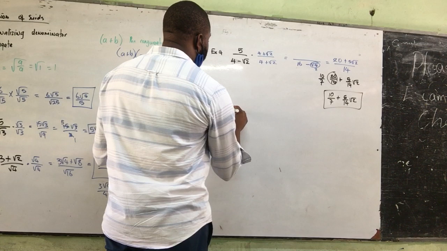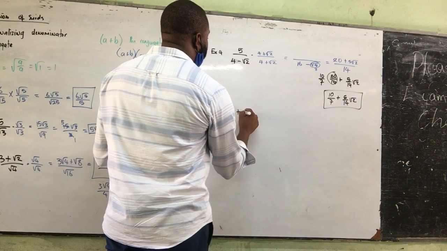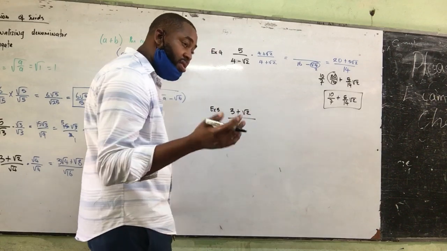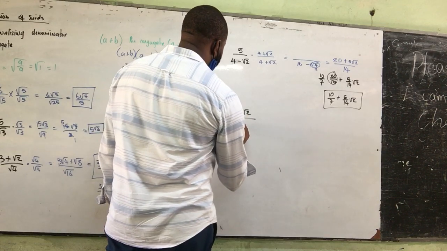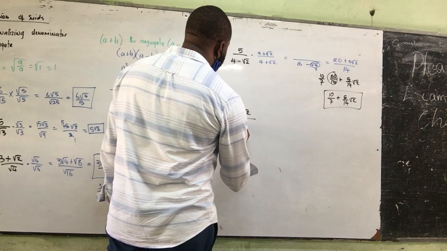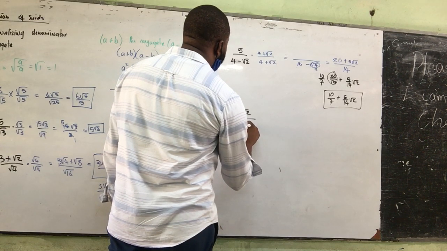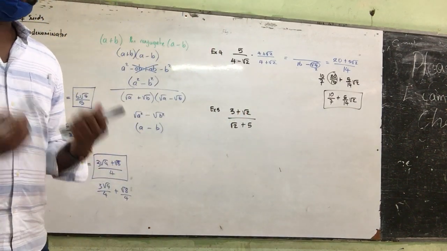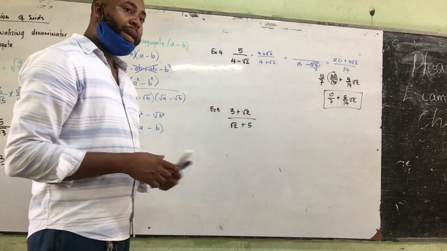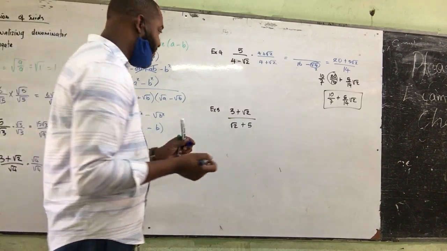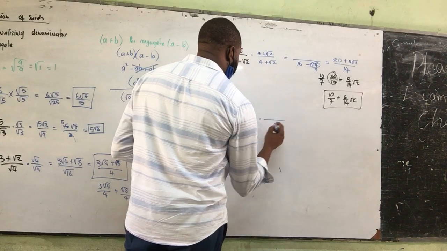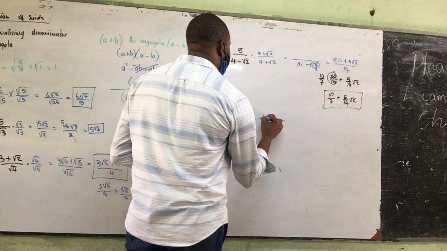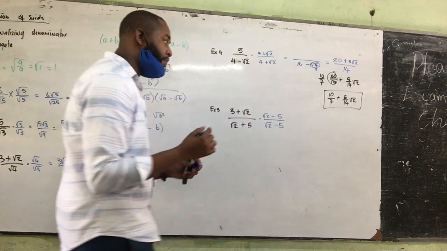Let's say I have now 3 plus root 2 over my denominator, root 2 plus 5. Right? That's my denominator. So we're going to rationalize this again by what? Multiplying my denominator by its conjugate, yeah? So multiply top and bottom here by what's my conjugate? Root 2 minus 5. And this is going to be root 2 minus 5.